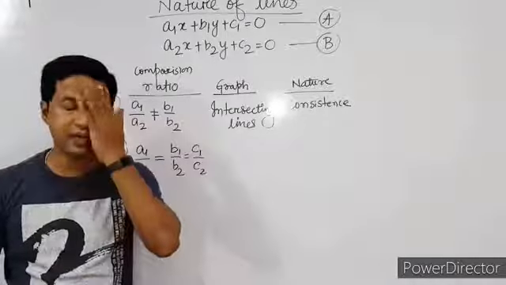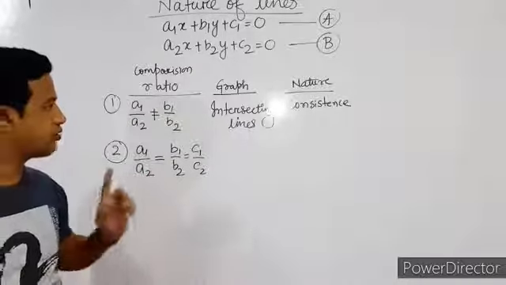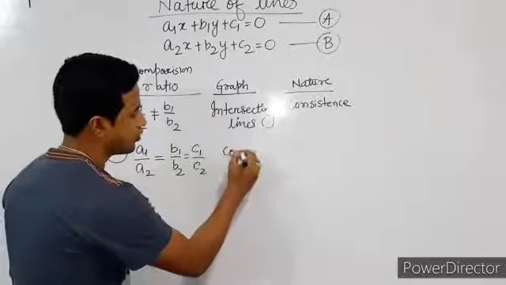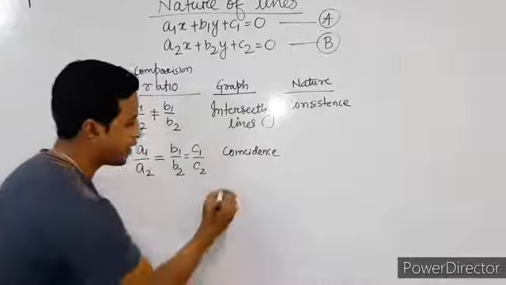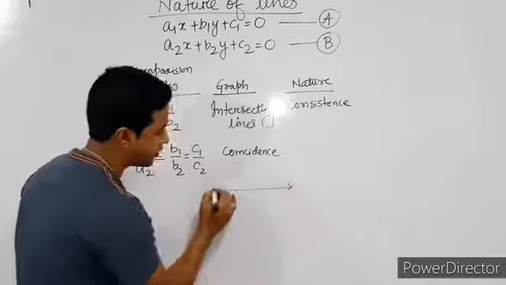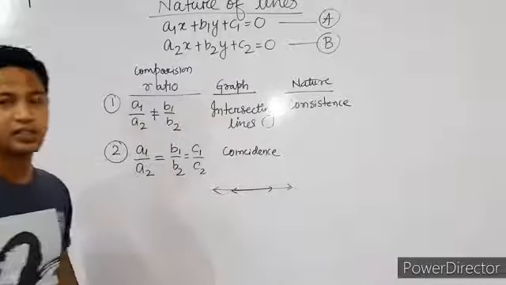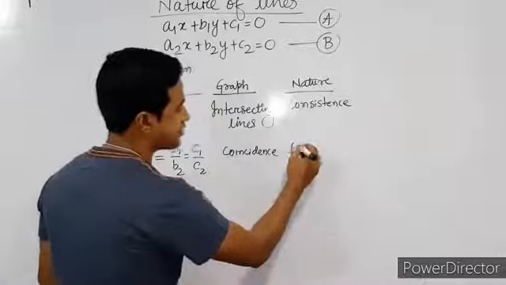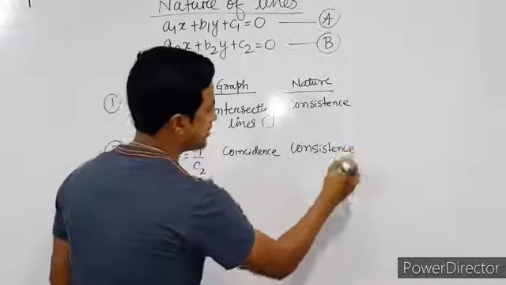In this case, when we compare the ratios, we get coincident lines. Coincident means one graph lies upon another: this is the first graph and this is the other graph, lying on the same line. The whole system will be consistent.